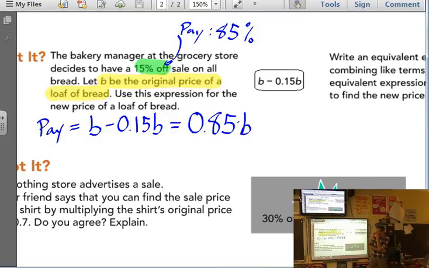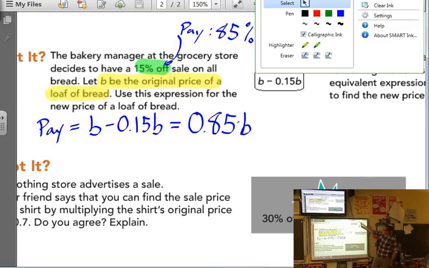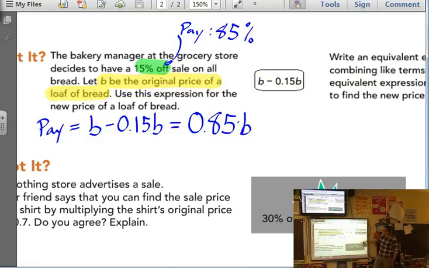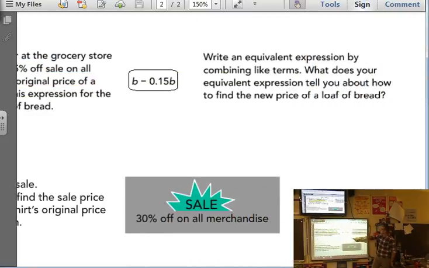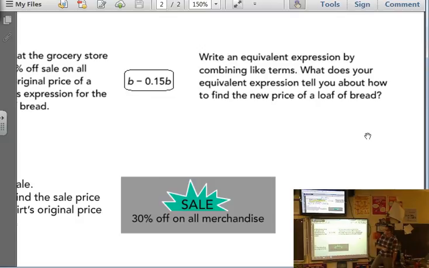Like you can't actually have a variable. Excuse me. Thank you. Appreciate that. Clear. So, our equivalent expression tells us that the new price compared to the old price, which is better?